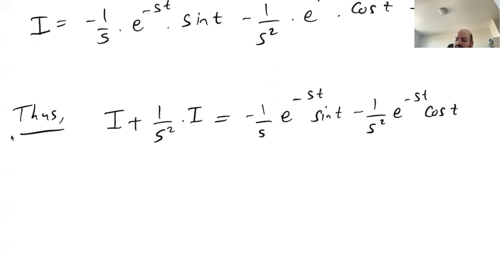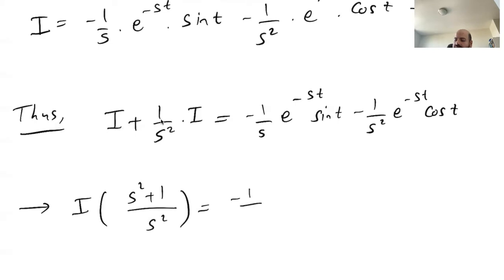Or if I factor I out, then 1 plus, what will be left? 1 plus 1 over s squared. 1 plus 1 over s squared, if I take common denominator, can be written as s squared plus 1 over s squared, equals minus 1 over s e to power minus st sine t minus 1 over s squared e to power minus st cos t.